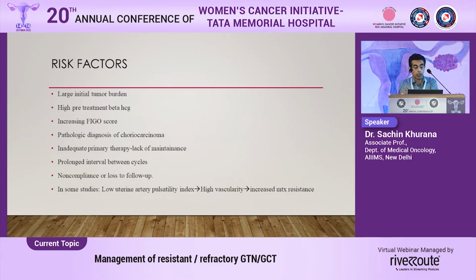So to summarize, what are the risk factors for a relapse in case of GTN? It would include a large initial tumor burden, a high pretreatment beta HCG, increasing FIGO score, and pathological diagnosis of choriocarcinoma, if we do not give adequate consolidation therapy, if the intensity of the chemotherapy cycles is not good, and if the patient is non-compliant. And in some studies, it has been noted that a low uterine artery pulsatility index indicates high vascularity, and it indicates increased methotrexate resistance.